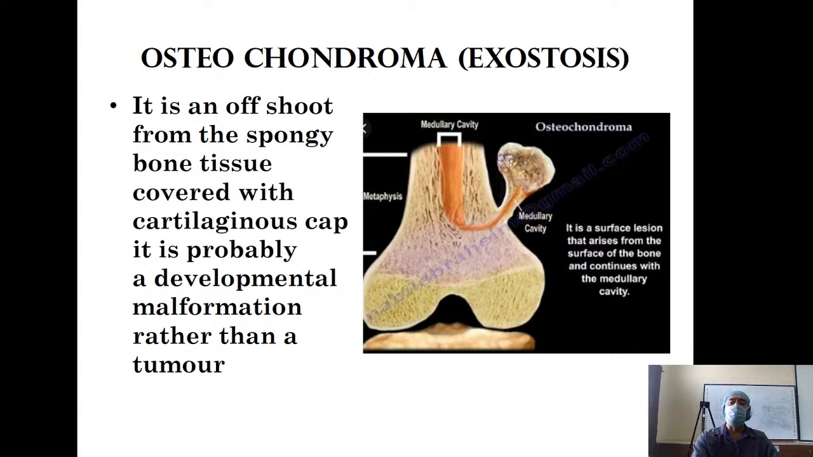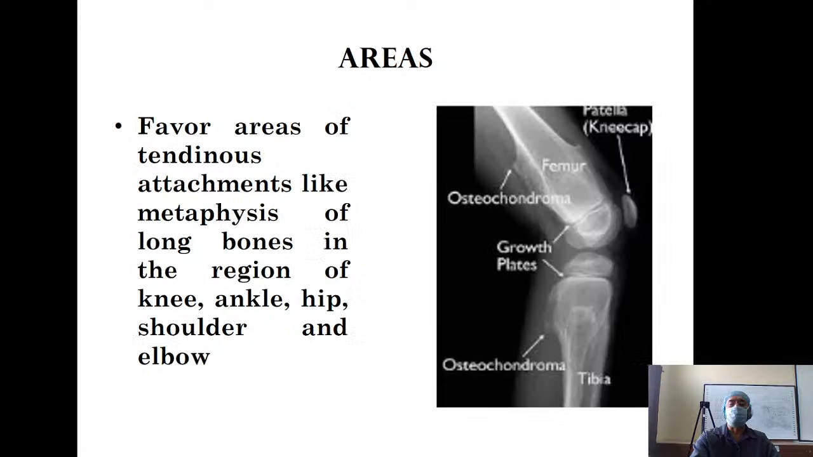So the medullary cavity of the main bone is in continuity with the medullary cavity in the swelling, and there is a cartilaginous cap. And commonly, where does it occur? This X-ray shows you osteochondroma growths in various bones. Here you can see a knee joint showing the lower end of femur and upper end of the tibia. You can see the growth plates, they are named there, and you can see an osteochondroma on the posterior aspect of the femur and an osteochondroma on the posterior aspect of the tibia.